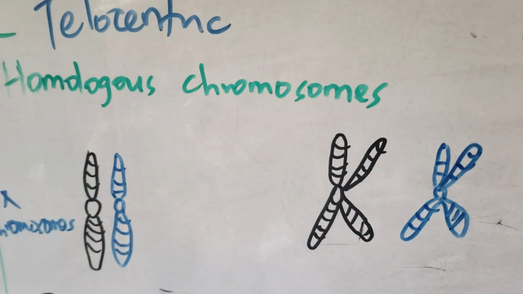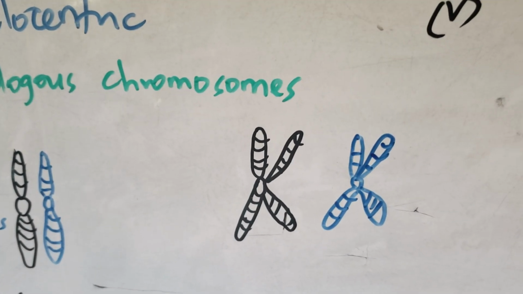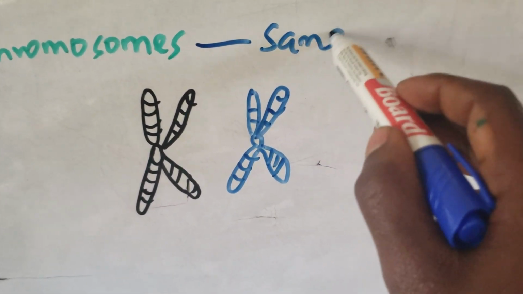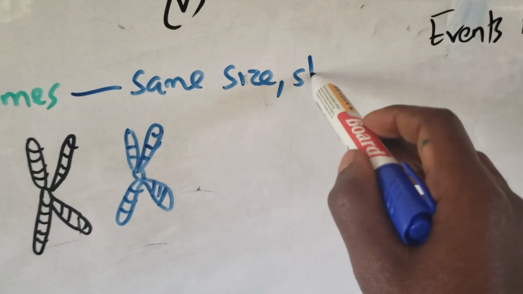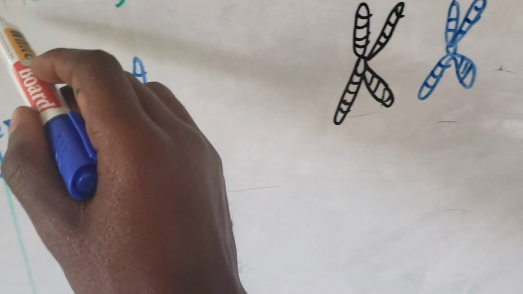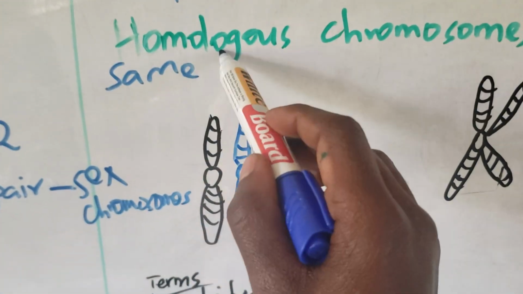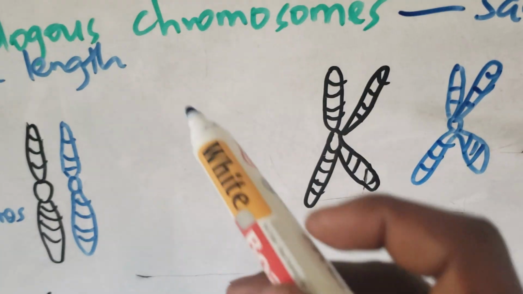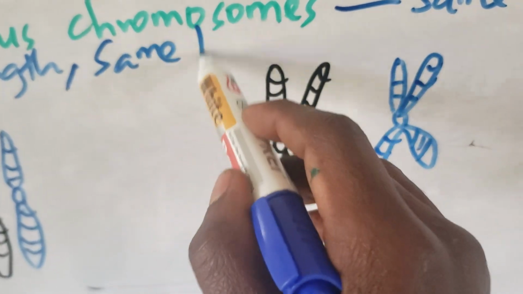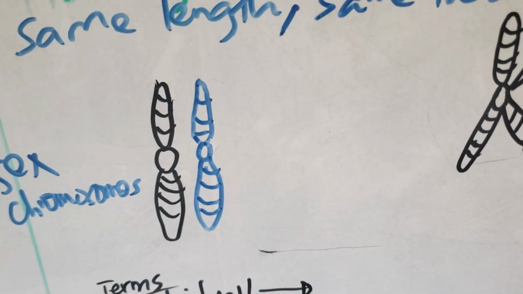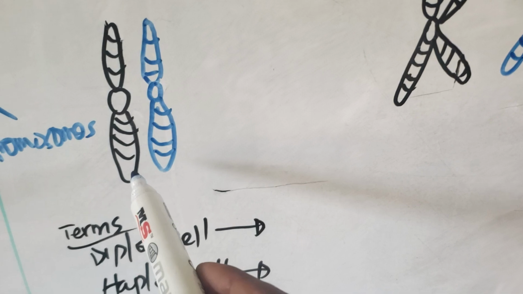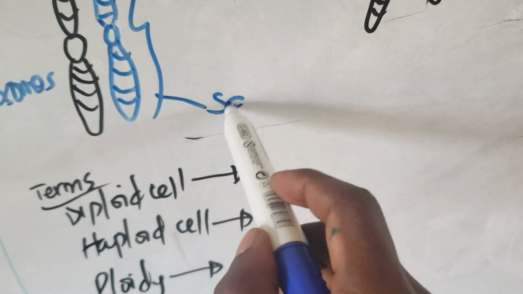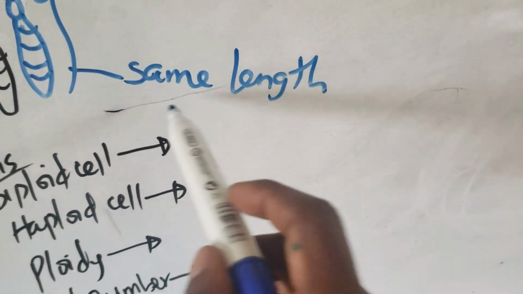Then let's remind ourselves of what we meant by homologous chromosomes. Remember, these are chromosomes that are of the same size. They are of the same shape. They are of the same length. And that share the same gene location known as loci. So take an example of these 2 chromosomes. Remember, we are saying they are of same length and same gene location.